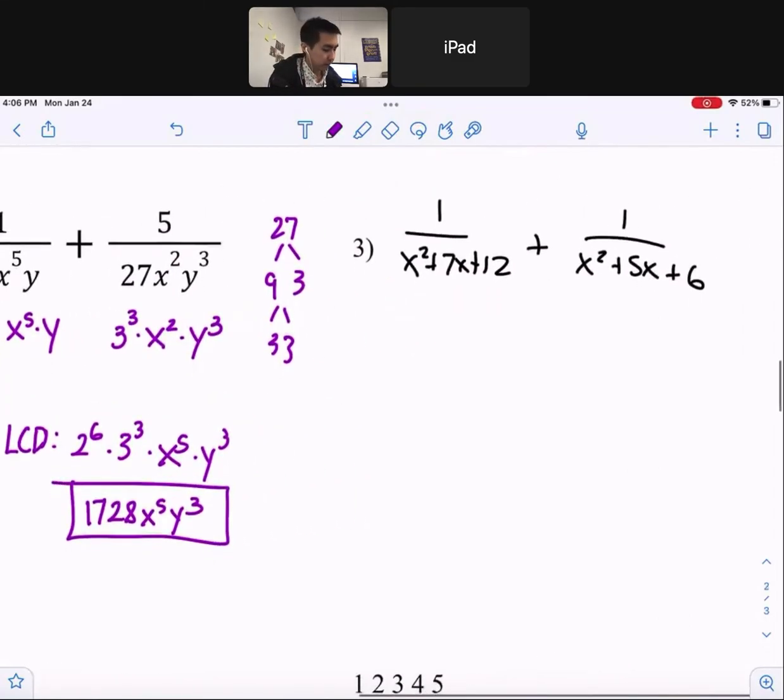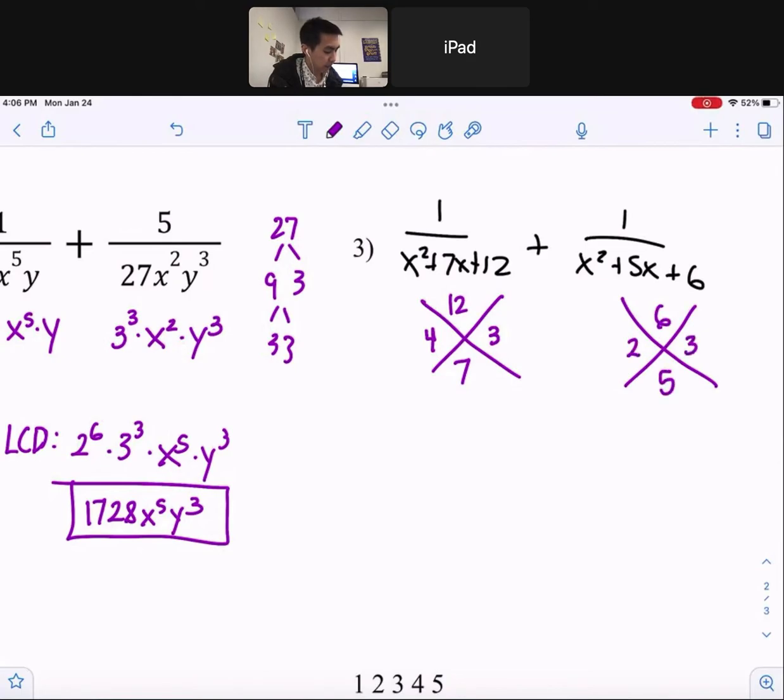Number 3. Alright, both of these are factoring when a is equal to 1. What two things multiply to 12 but when added give you 4? That's 4 times 3. What two things multiply to 6 but when added give you 5? That's 2 times 3. So we have factors of x plus 4 times x plus 3 here, and factors of x plus 2 times x plus 3 here.